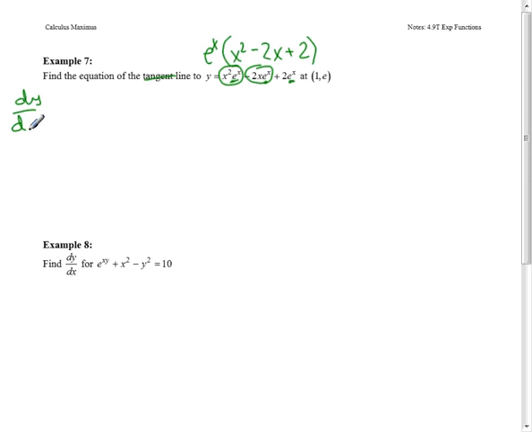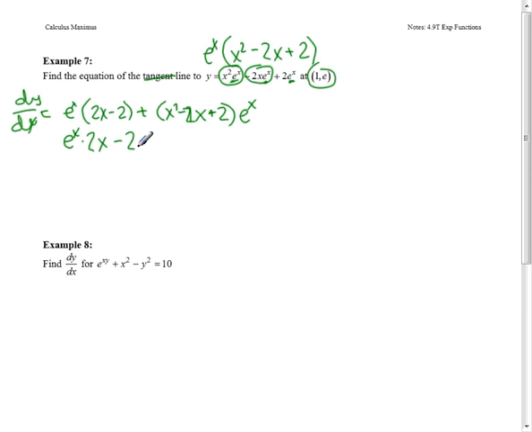So dy dx, the derivative of y, equals the first times the derivative of the second, which would be 2x minus 2, plus the second function times the derivative of the first. And we know that the derivative of the first is just e to the x. And we're trying to find the equation of the tangent line at this point. So we can plug in, actually maybe we should, yeah, let's distribute this out. Maybe we could clean it up a little because that's a lot to plug into right now.